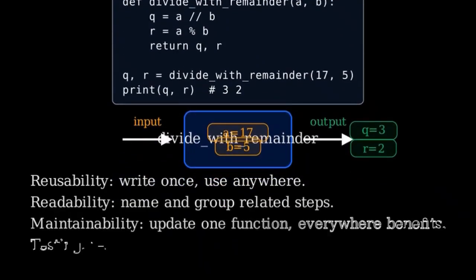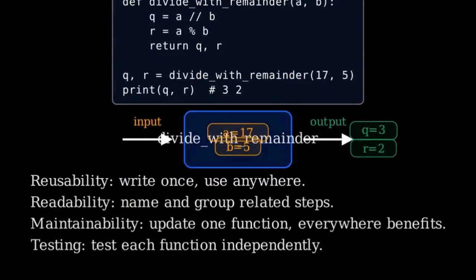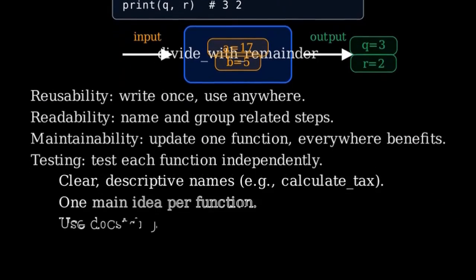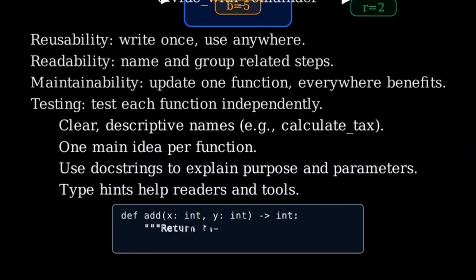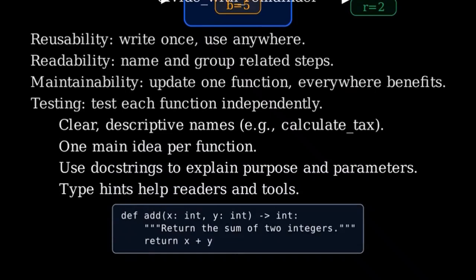Why write functions at all? Reusability, readability, maintainability, and testing. Write once and use anywhere. Break big tasks into named steps. Fix or enhance the function in just one place. And you can test each function independently. Best practices: give clear names, keep functions focused and short, document with a docstring, and consider type hints for clarity.